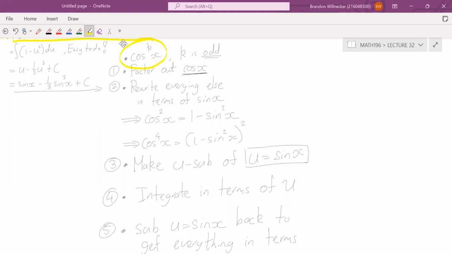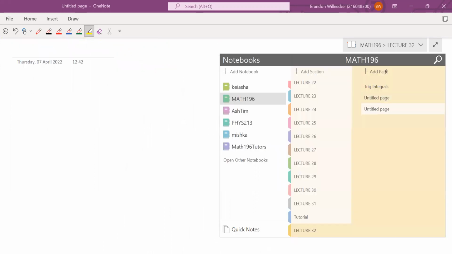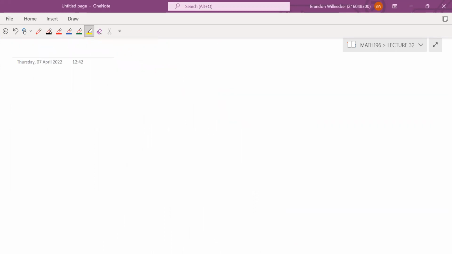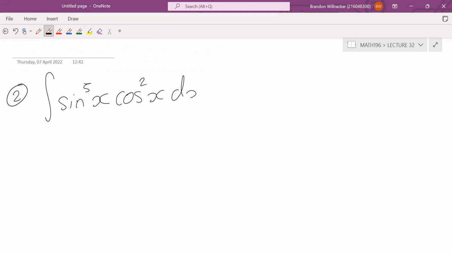Okay, let's take a look at the next case. So this is example number 2. So we have the integral of sine to the power 5 of x cos squared x dx. Okay, so we want to try and figure this out. Now we see that the power of sine is odd. Okay, so we've got sine x to the power 5. So that gives us the clue as to what we need to factor out.